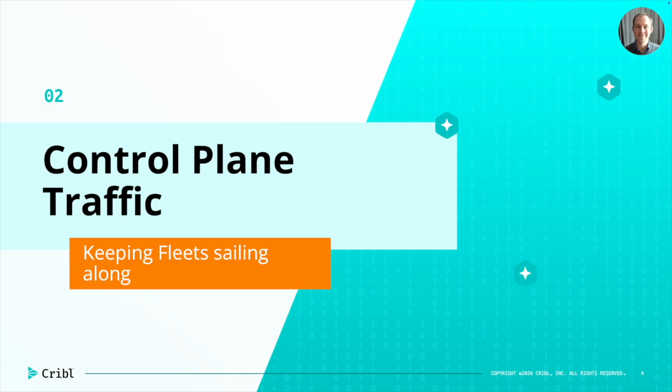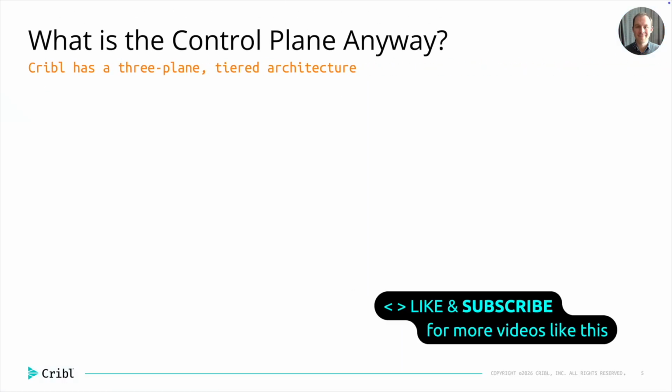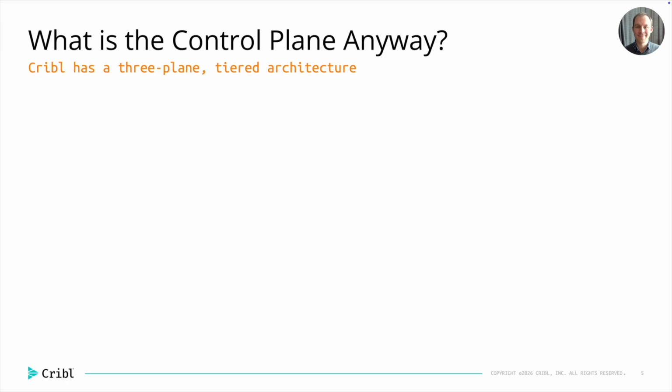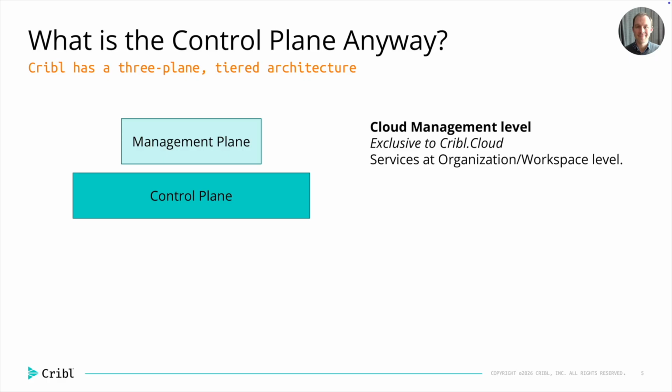I've mentioned control plane traffic before, and I want to revisit exactly what that is. Within Cribl, we view architecture as having three main planes. These are the management plane, which is exclusive to Cribl Cloud. This plane contains all of the operations and communications about services for organizations or workspace level. These might be instructions to provision new workspaces, create new infrastructure, or manage things relating to roles, access, and the highest level of permissions. Below the management plane, we have the control plane.